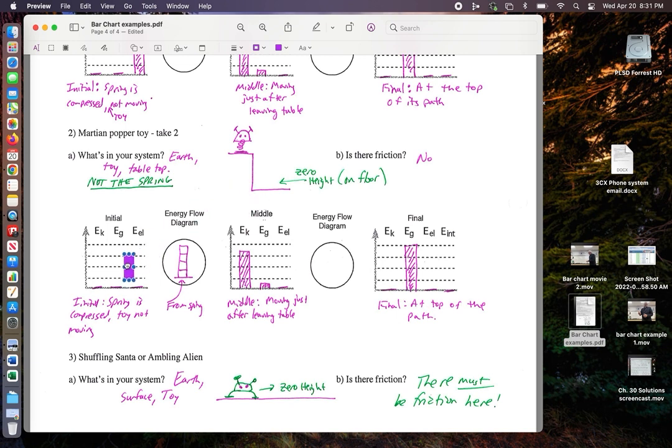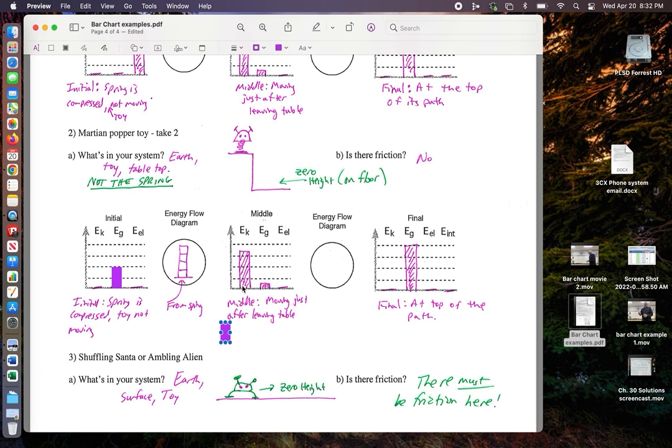If the floor is the location with zero gravitational potential energy, this is starting above the floor, so it's going to start with some. And I'm going to say it starts with 2 bars of gravitational potential energy. Now, it doesn't have any kinetic energy because it's not moving over here, and it doesn't have any elastic potential energy because the spring is not in the system.